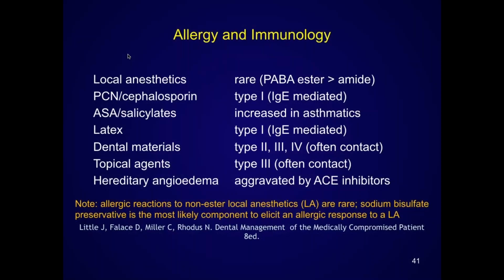Okay, so when it comes to allergy immunology, when you talk about the things that go into our patients that we give them, remember, it's not the anesthetics themselves that are problems. It's probably the bisulfite preservatives. Obviously, penicillins, that's going to be a type 1 or anaphylactic reaction. Aspirin are the folks you have to watch for your asthmatics. Most of the materials, other than latex, are going to be delayed type hypersensitivities.